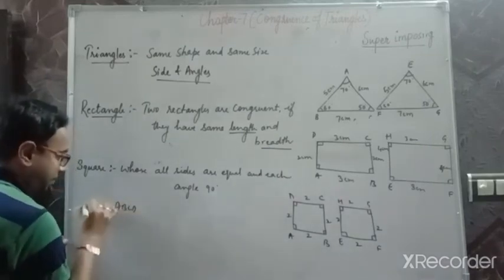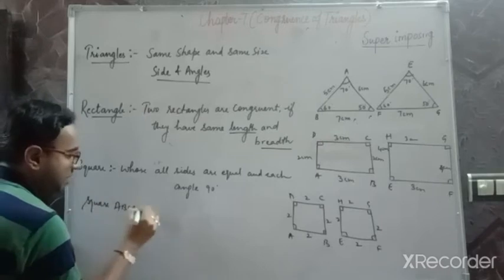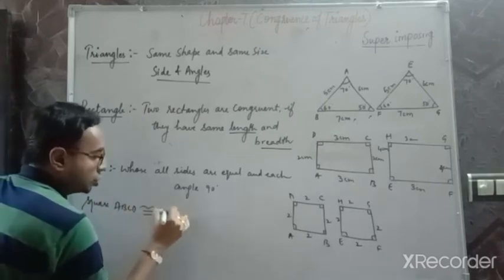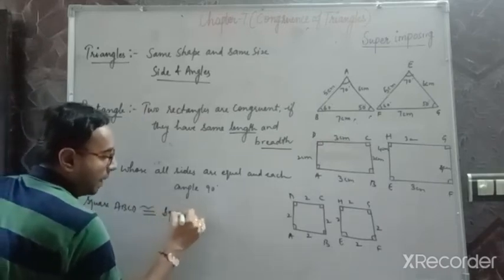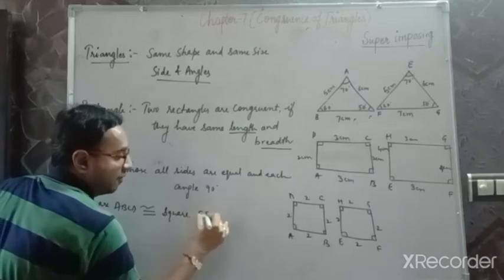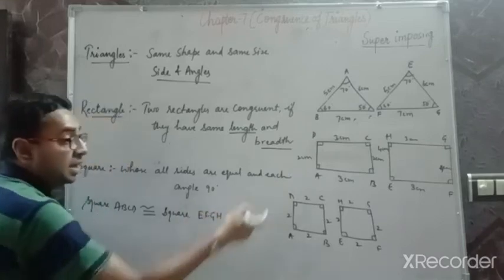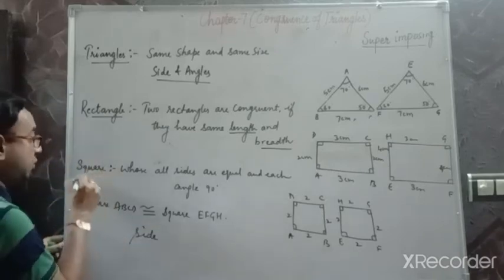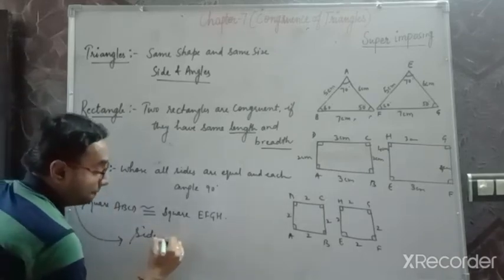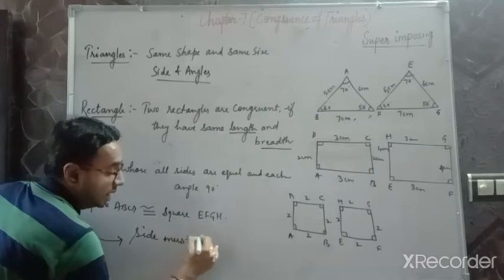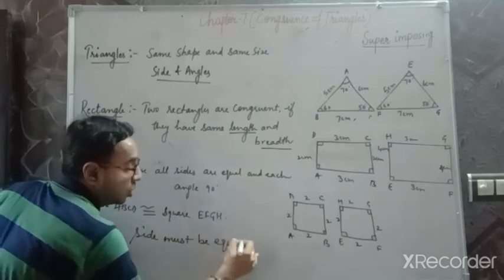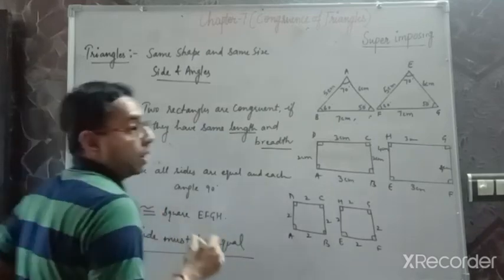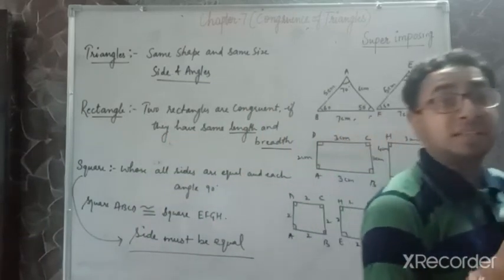Square ABCD is congruent to square EFGH. Why? Because sides are same. So what is the congruency rule for square? Sides must be equal. This is the congruency rule for square. Are we clear? So let's have a recap.